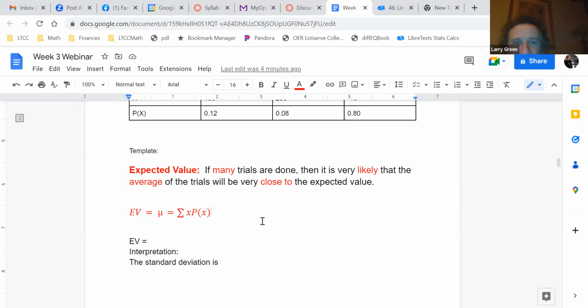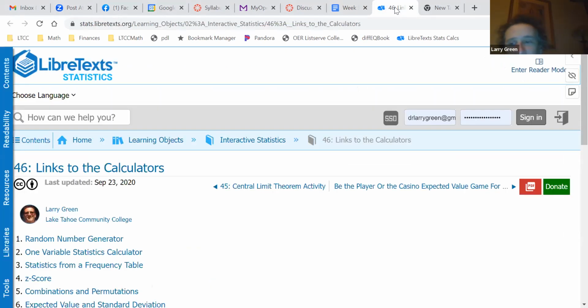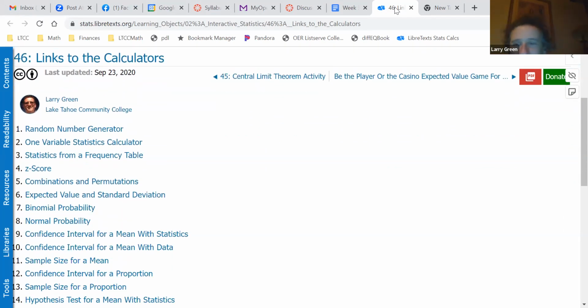Okay, so now, instead of using this formula, I just said you're not going to have to do it. Any guess on what we're going to do instead to find the expected value given this table? Calculate. Yeah, I'm going to use a calculator. So I'm going to go to here. I tried to make it obvious when I created this calculator. What number calculator do you think we're going to use?